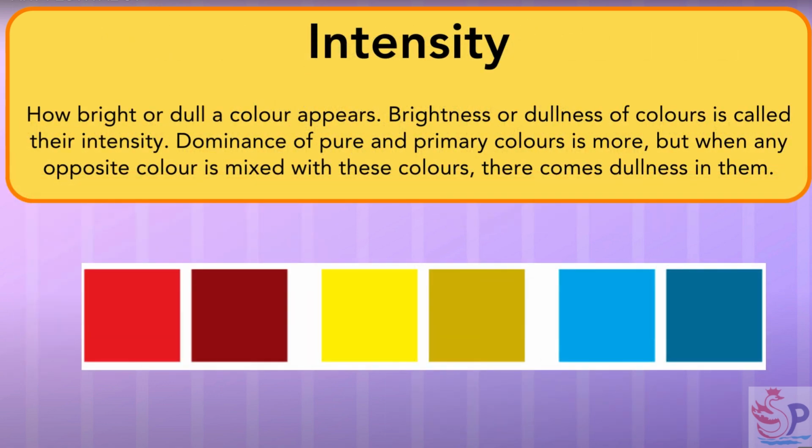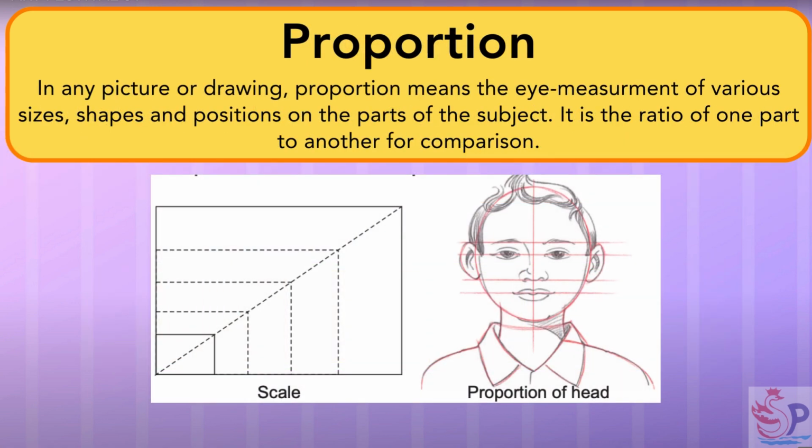Three, intensity. How bright or dull a color appears. The brightness or dullness of colors is called their intensity. Dominance of pure and primary colors is more, but when any opposite color is mixed with these colors, dullness comes in them.